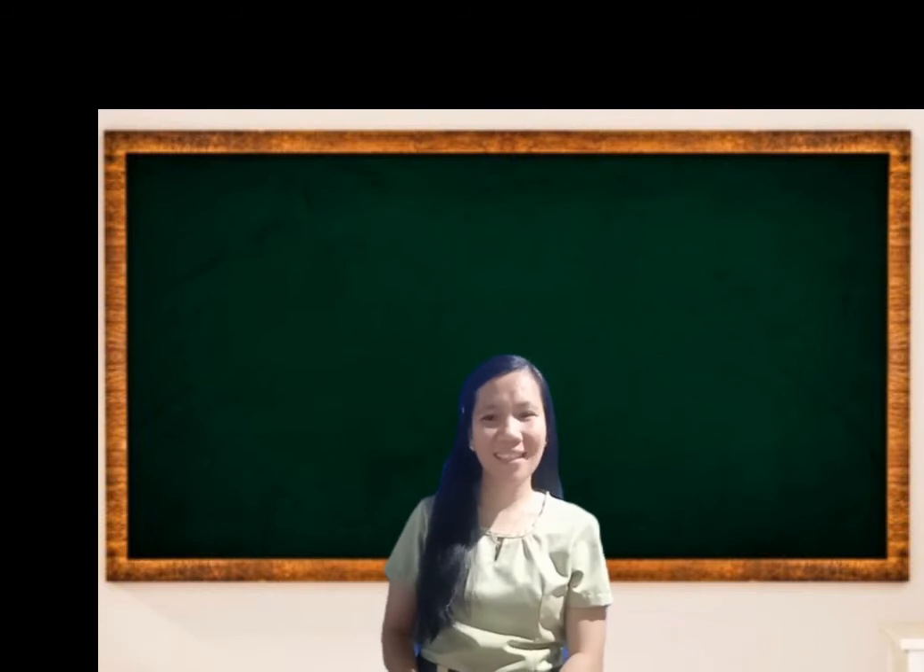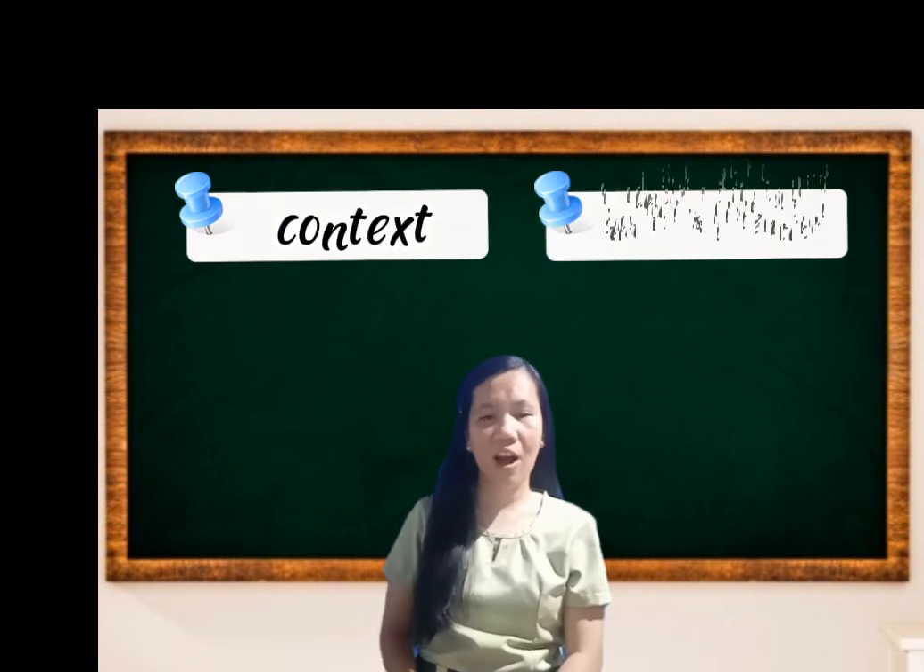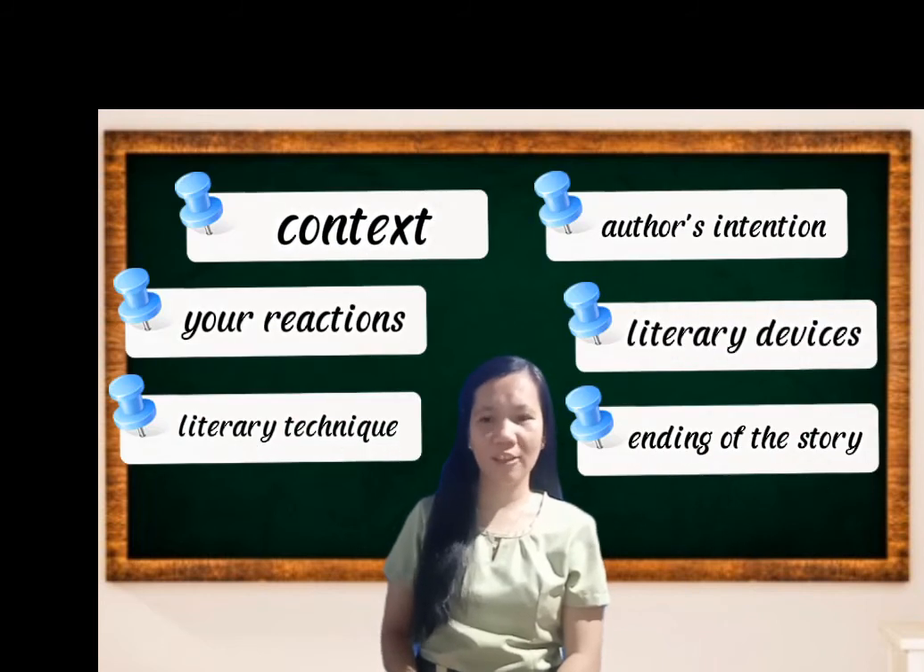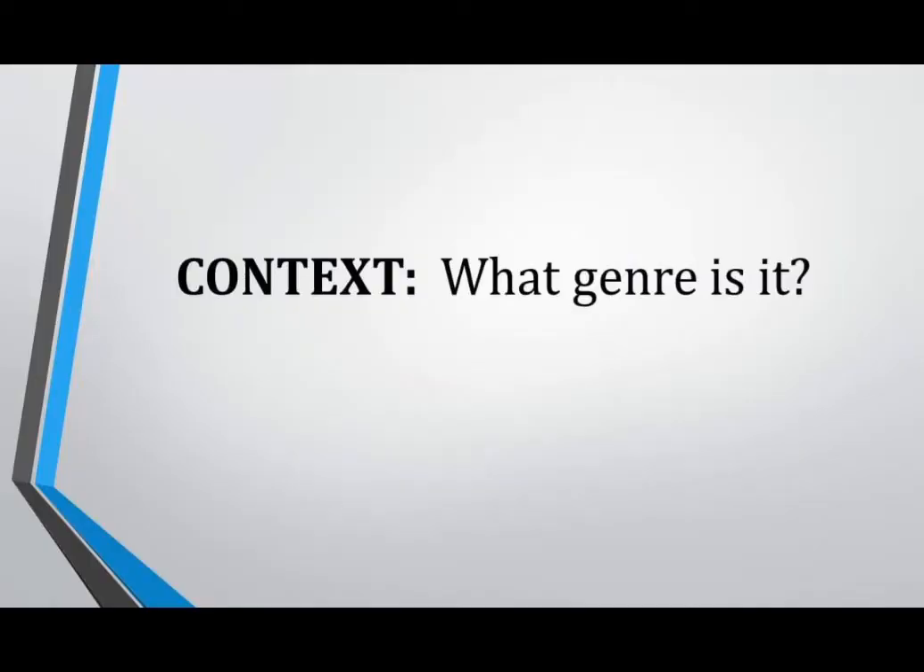Alright, this time it's your turn to write a critique of the selection, The Training of a Knight, using the guide I will be giving. You will evaluate the text in terms of context, author's intention, your reactions, literary devices, literary technique, and ending of the story. In context, you have to ask yourself, what genre is it? Adventure, science fiction, fantasy, or literary?